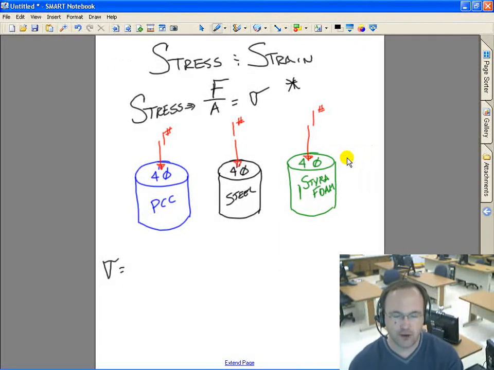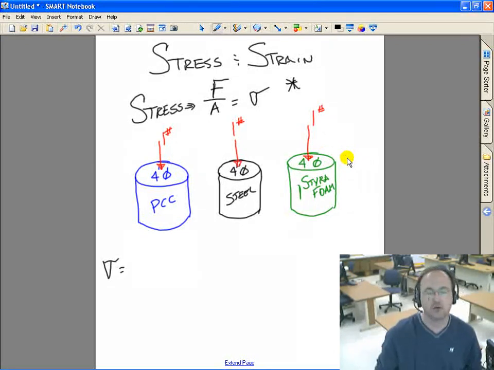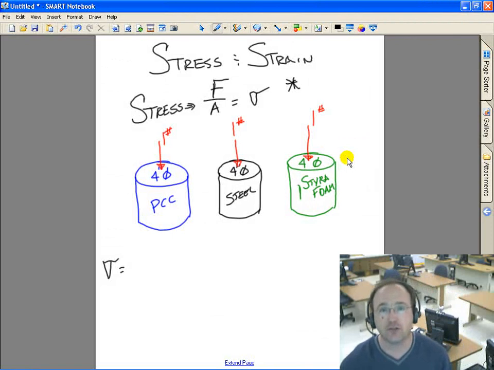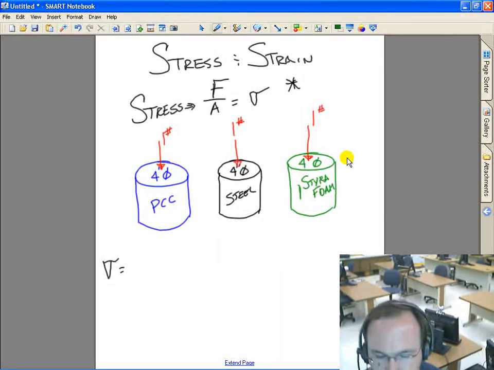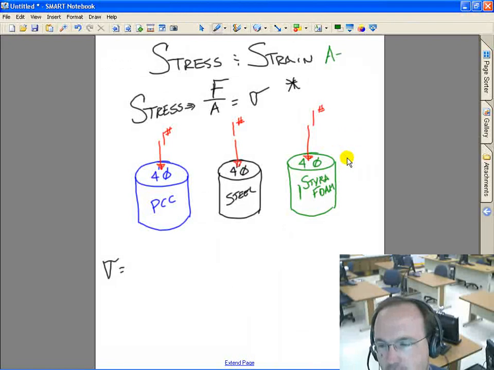And so what is the stress on each one of these? We've got three totally different types of materials here. We're assuming that they're all homogeneous, isotropic, linear elastic. What is the stress on each one of these materials? Well, we know that the area of a circle is pi over 4 times the diameter squared.